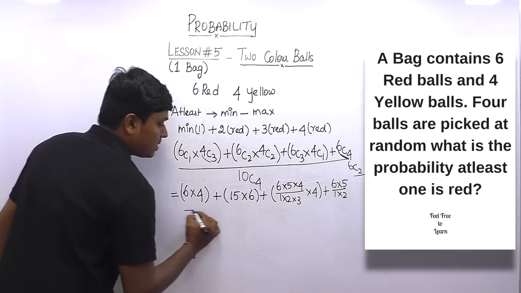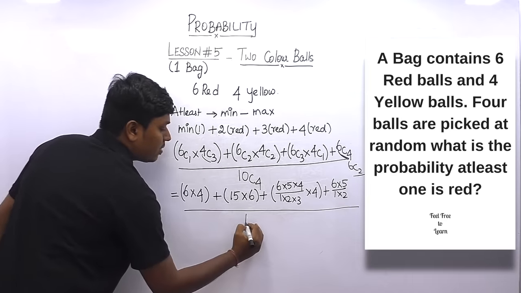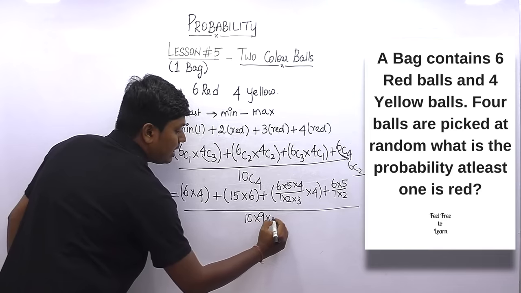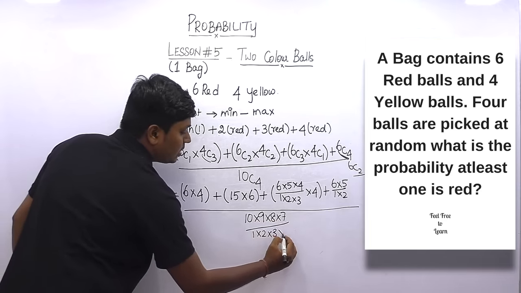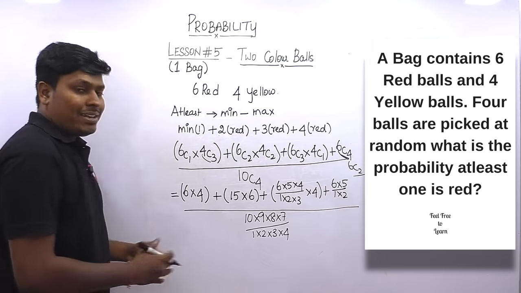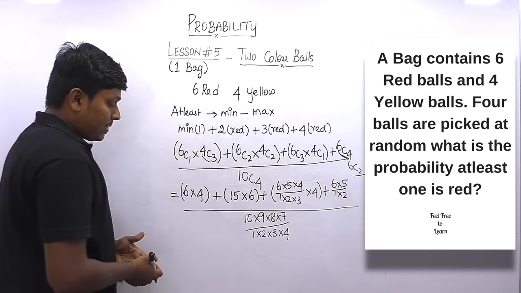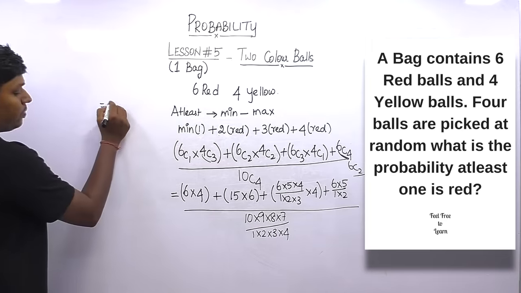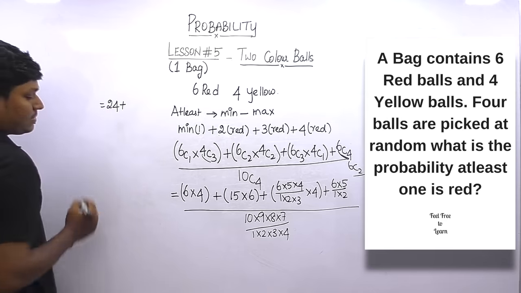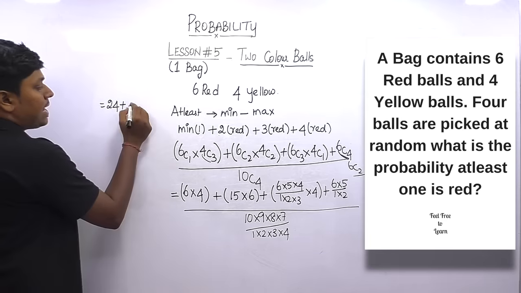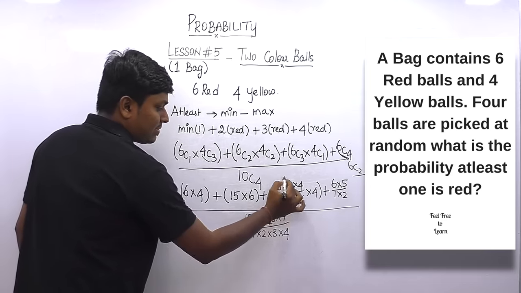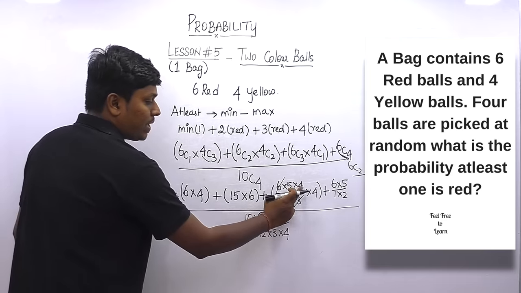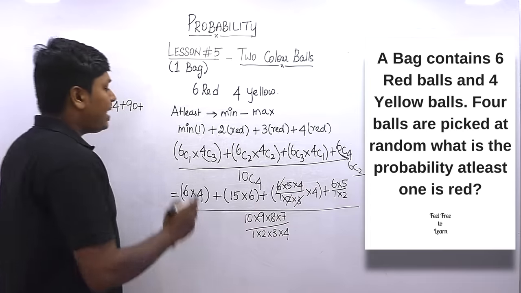Both are same. So divided by 10C4, which is 10 into 9 into 8 into 7 divided by 1 into 2 into 3 into 4. So now we can cancel it and we can find the answer. So I think 6 into 4 will be 24 plus. Next term, this will be 90. So plus, I think we can cancel 3 2s are 6. We can cancel the 6. 5 4s are 20. So 20 into 4 will be 80.